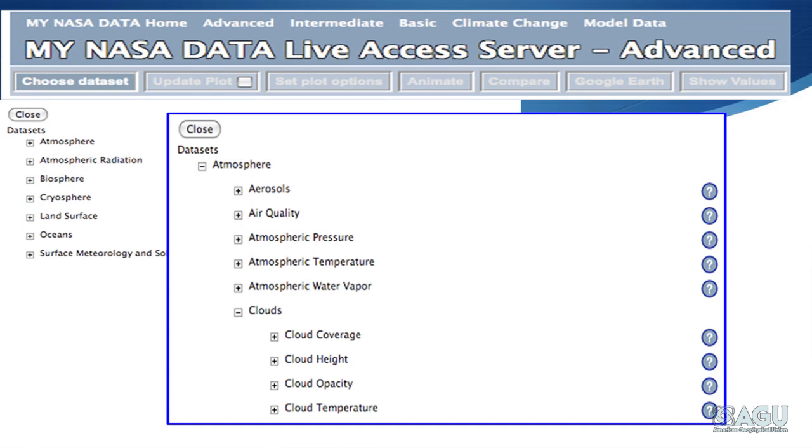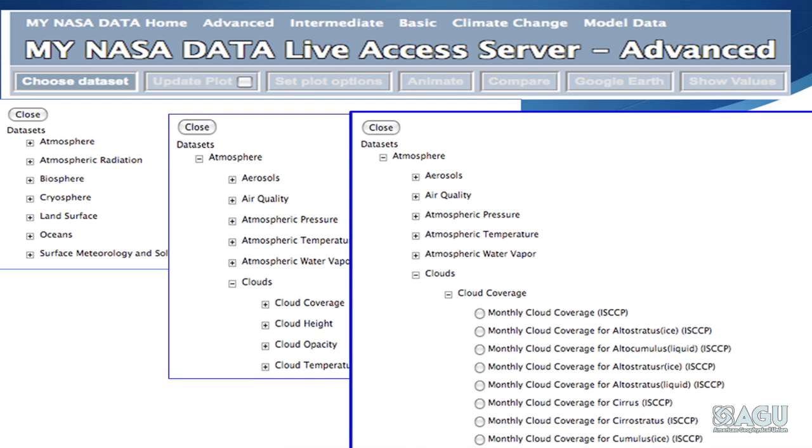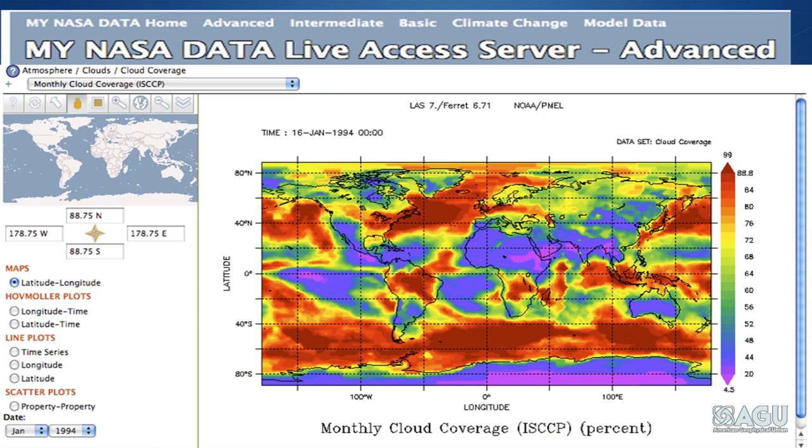So you would choose atmosphere, clouds. I would like to know about cloud cover, and I'd like to know about the monthly cloud cover. And then I get an image. Now that seems a lot of hand waving, but it's almost that easy. You choose a date and a place and what kind of cloud you'd like, and there's a visualization. This happens to be for January 1994, I believe it is. Yes, January 1994. And then, of course, the color scale. The students have a lot of opportunity for some inquiry, best practices discussion there.